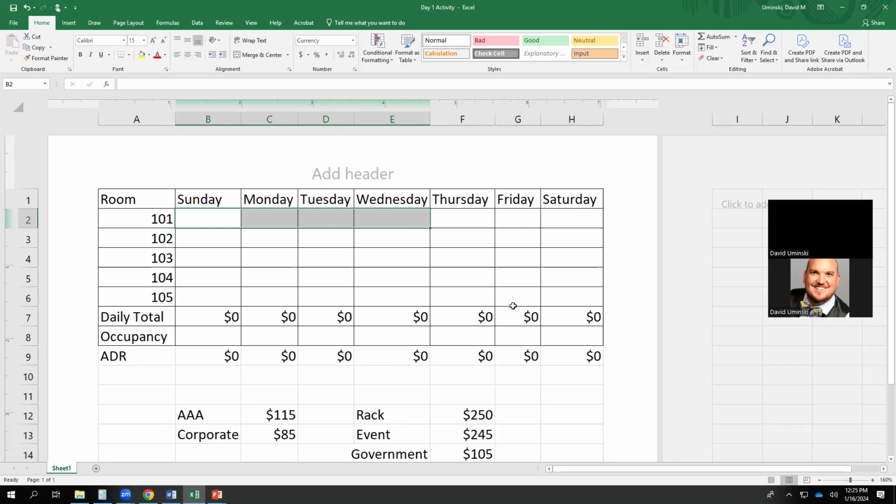The third one, the government rate, checking in Monday for 3 nights. The 105 government rate, checking in Monday for 3 nights.